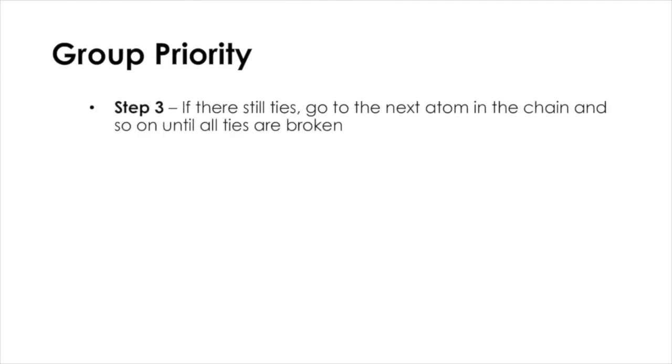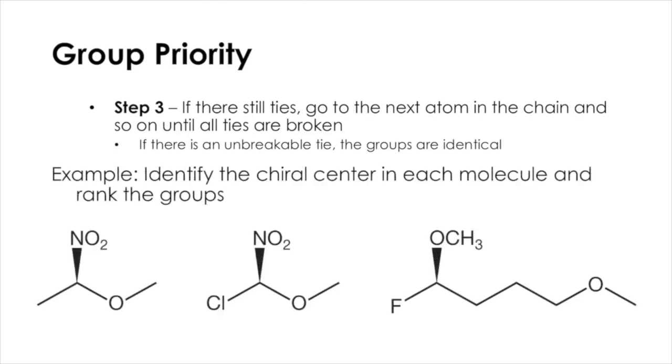So for step 3, if there are still ties, then you keep going down a chain until the tie is broken. And if you go down to the end of a chain and you still can't break a tie, that essentially means the groups are identical. There's no way that 2 nonidentical groups cannot have a tiebreaker. So this has been a little abstract. Let's look at some examples.